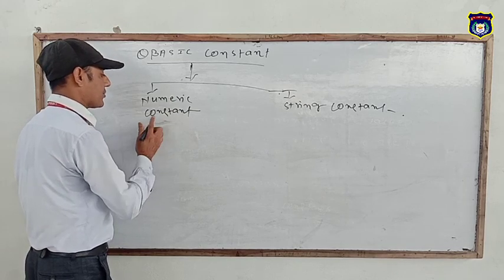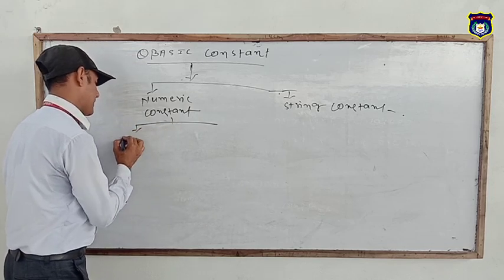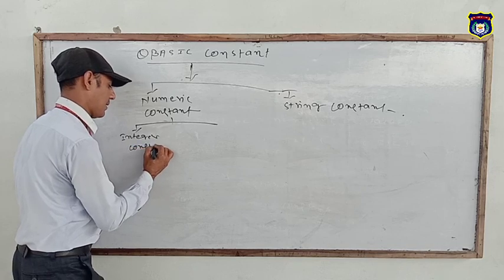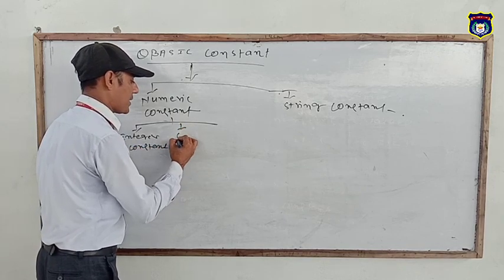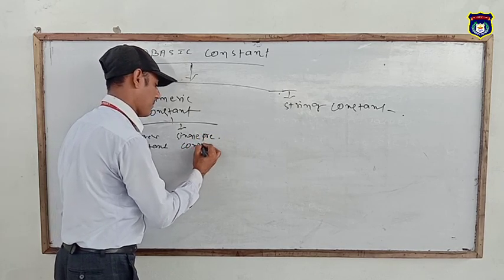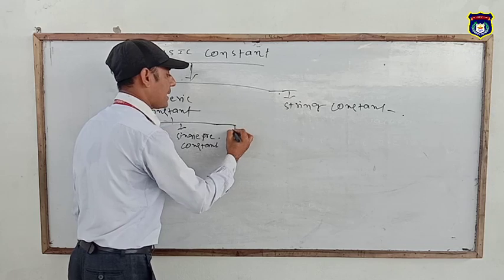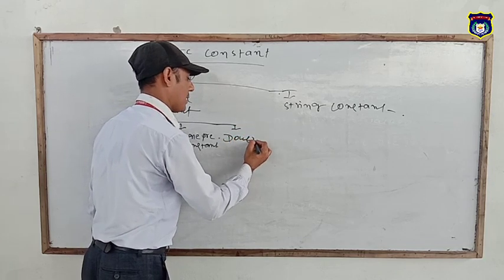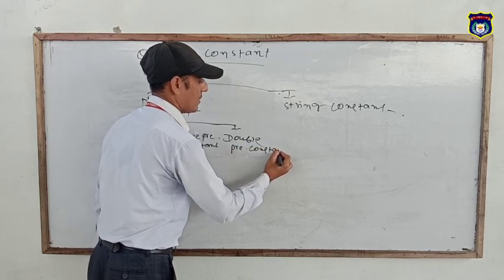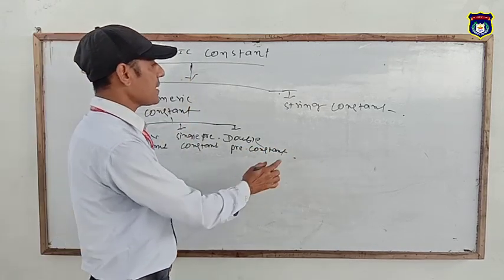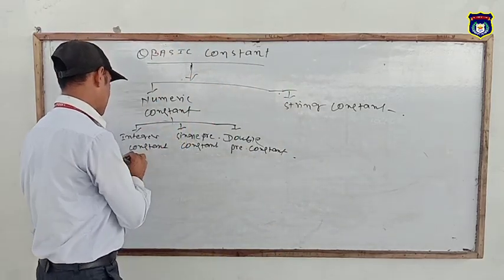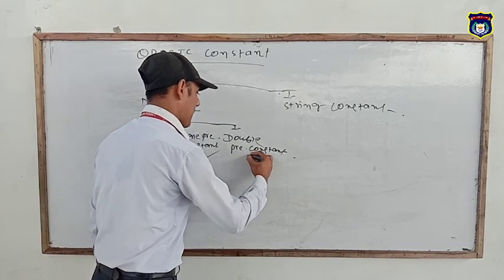Okay. A simple example: numeric constants are also classified into three categories: integer constant, single precision constant, and number three is double precision constant. Numeric constants are classified into three categories: integer constant, single precision constant, and double precision constant.